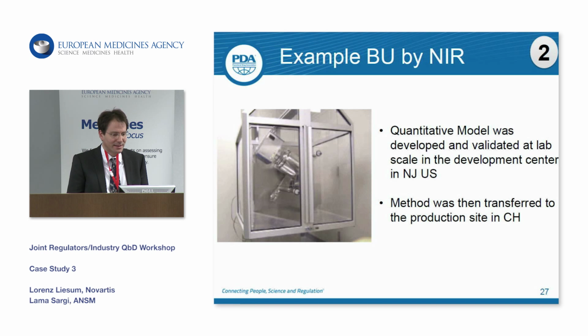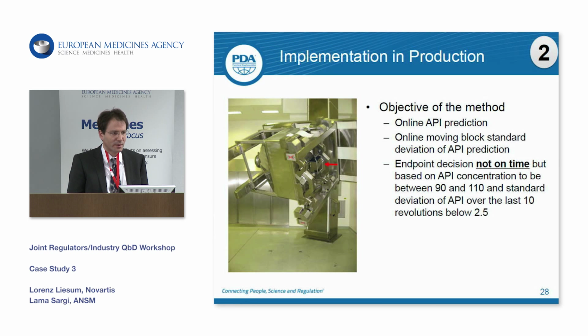This model was validated and developed at our lab scale development center in the US, and subsequently then transferred from the US to Switzerland. On this picture, you can actually see the dimensions between the spectrometer and the bin blender on lab scale. And on the following slide, you see exactly the same instrument hooked on a 750 liter blender, and you actually see that the ratio of the dimension has dramatically changed.